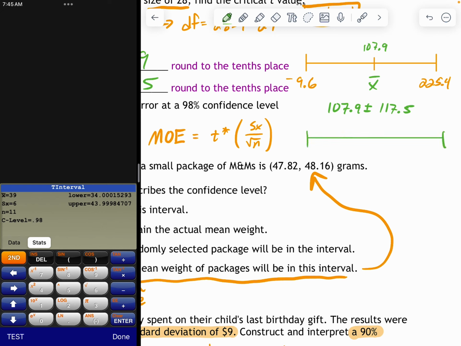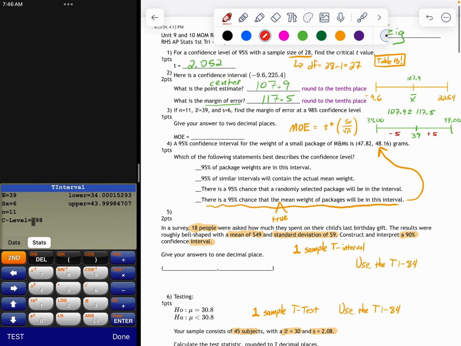And I'm going to just sketch it. It goes from 34.0 to like 44, if you round that. So that's pretty nice. It looks like the middle is 39, which makes the margin of error pretty easy. It's plus 5 and minus 5.